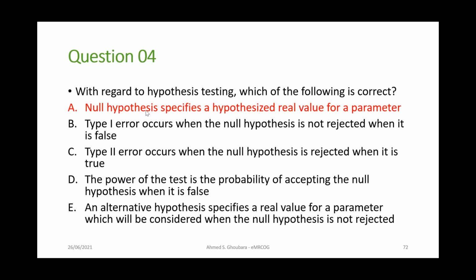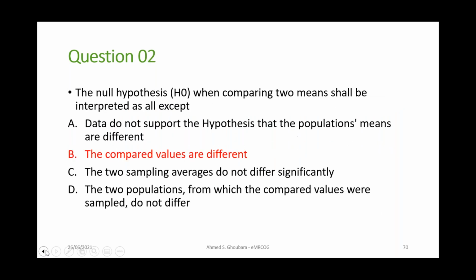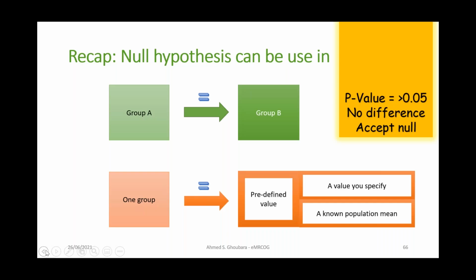Null hypothesis specifies a hypothesized real value for a parameter. It's weird reading, the wording is so confusing. What on earth does this mean? I'll get back to my previous slide. Yeah, this one. So this is the uses of the null hypothesis. Forget about the green thing, focus on the orange thing.